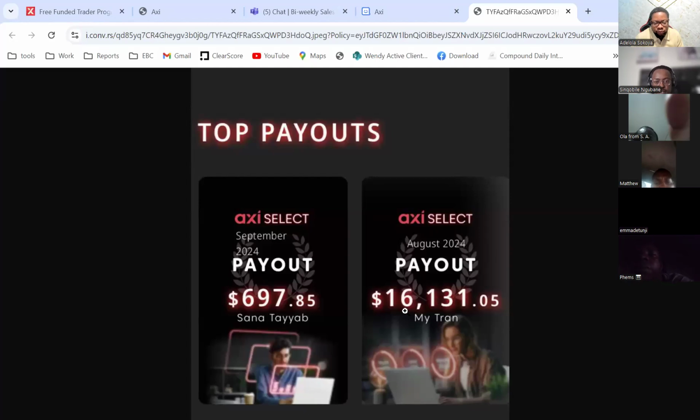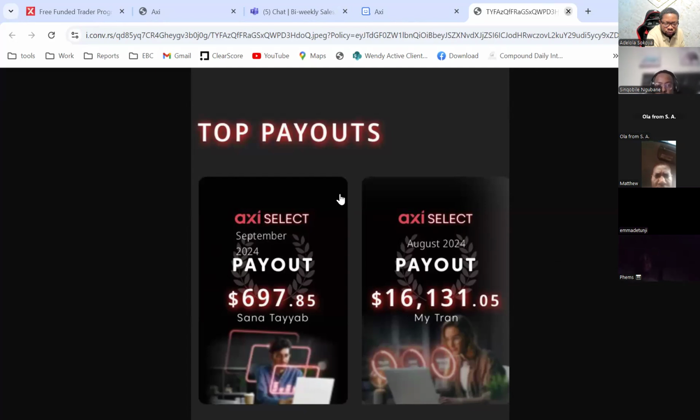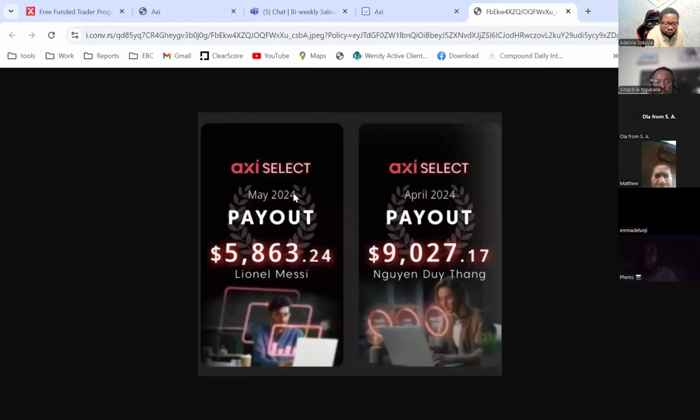Yeah, so this was in August. Payouts. This was the top payout in August, 16,131. In September, I took this last week, I think on the 3rd, and there was already someone making 697. See, this was in May, close to 6,000. In April, 9,000. The reason I'm sharing this is just to show you guys that there are already people making money with this program. I know the program is pretty new.